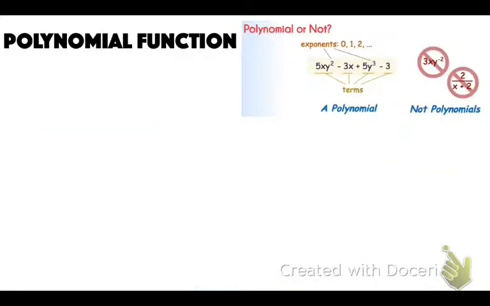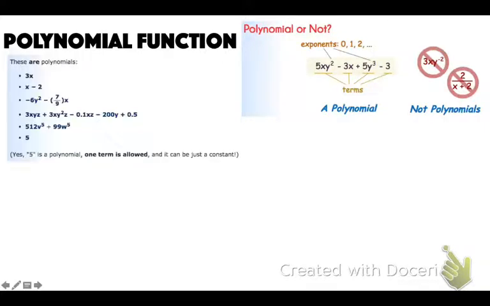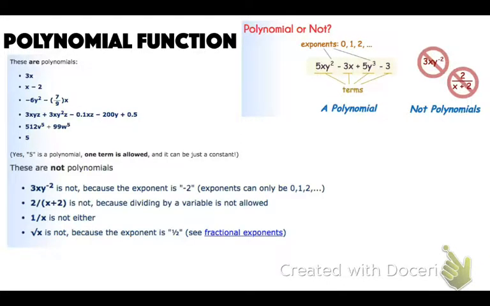So if we're looking at these and we want to know whether or not it's a polynomial, well, the one on the left is a polynomial. The one on the right is not because of the negative exponent for this one, and then because this one's being divided by an x. Some more examples. So these are all polynomials here. 5 is a polynomial because it's just a constant. These are all not polynomials, and it gives some reasons why.